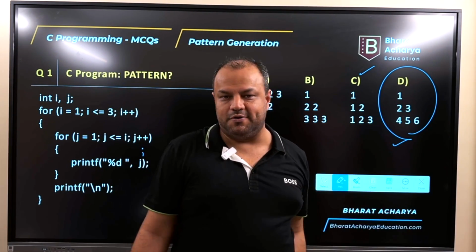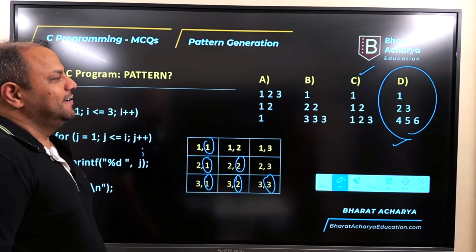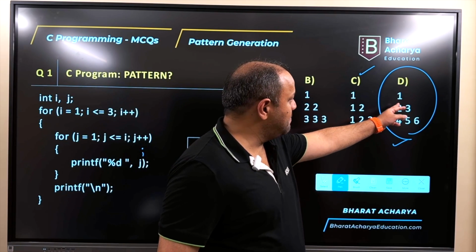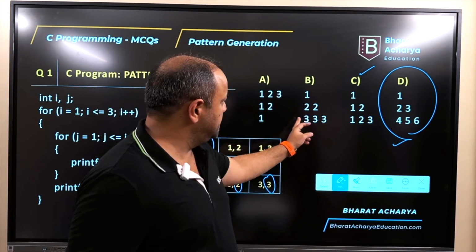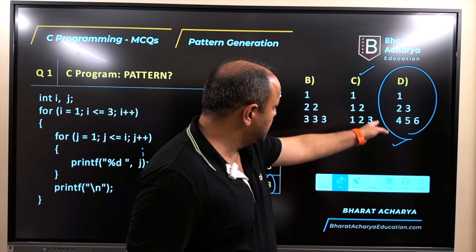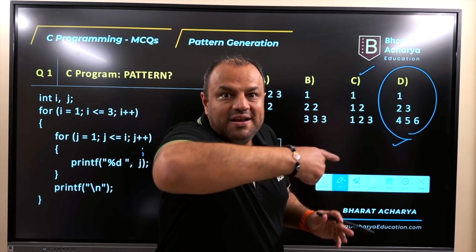Just making it look tougher. It's the same thing. The logic is the same. It's the loop doing the job. So, what am I printing here? Am I printing the row number? No. Here I was printing the row number. Here I am printing the column number. What am I printing here? I'm printing a number which is going on incrementing.